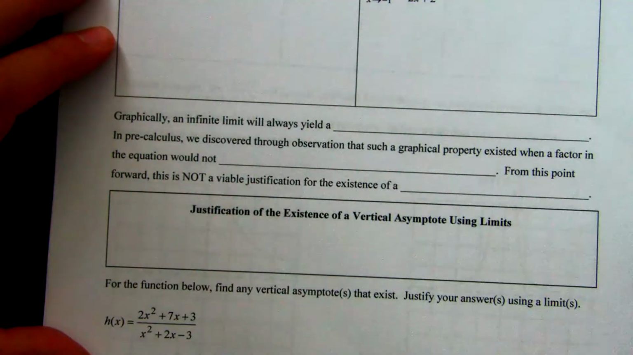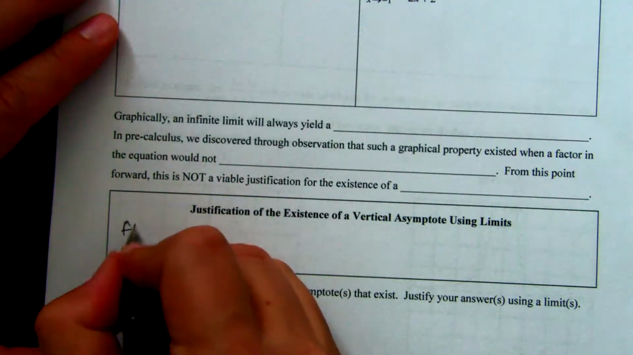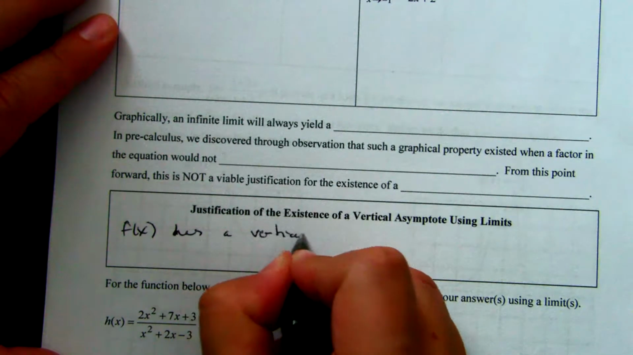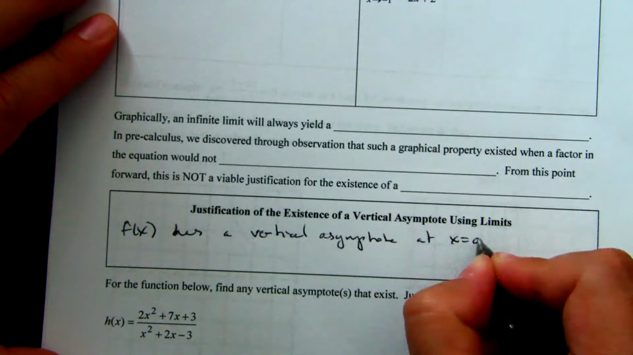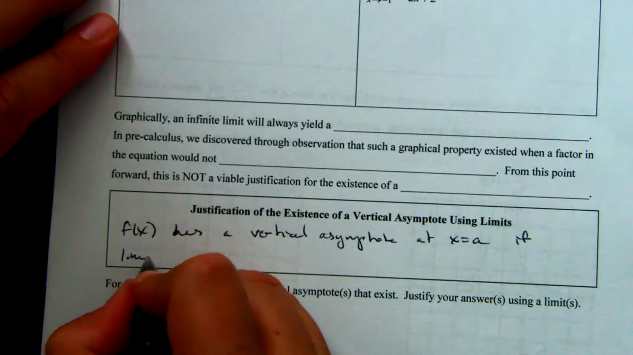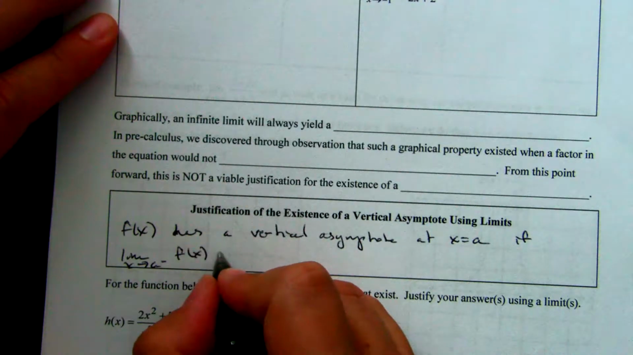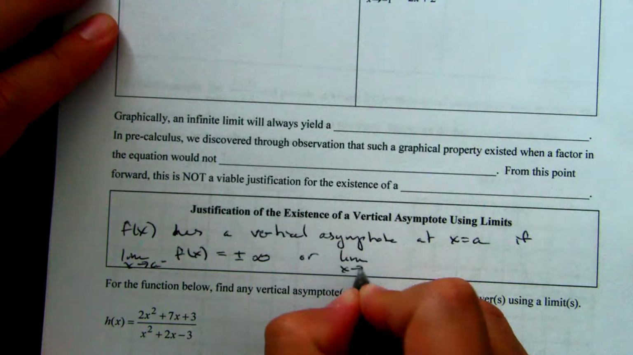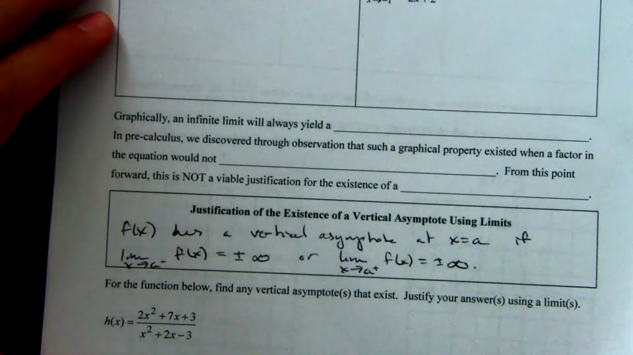The way that we do that, we've done this already, is we can say f of x has a vertical asymptote at x equals a if the limit as x approaches a from the negative side of f of x equals plus or minus infinity, or the limit as x approaches a from the positive side of f of x equals plus or minus infinity. We've done those problems, so I'm not going to worry about that right now.